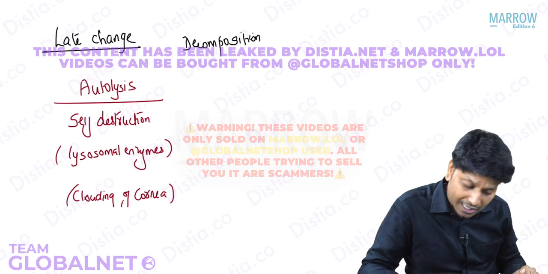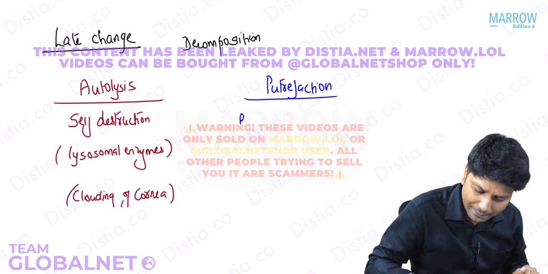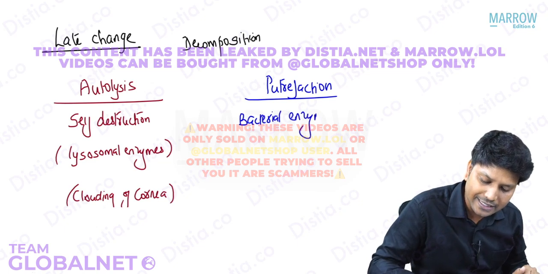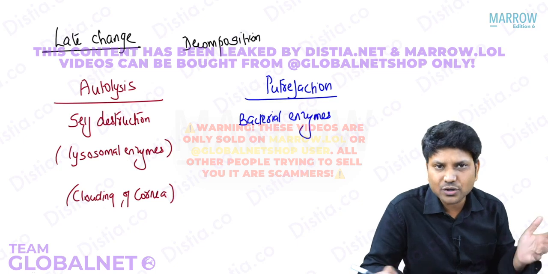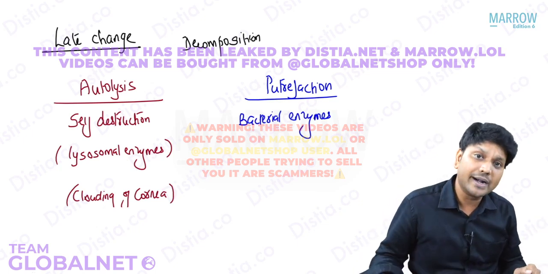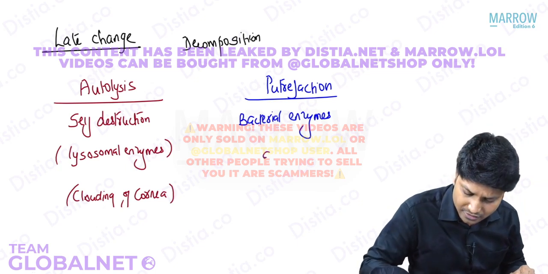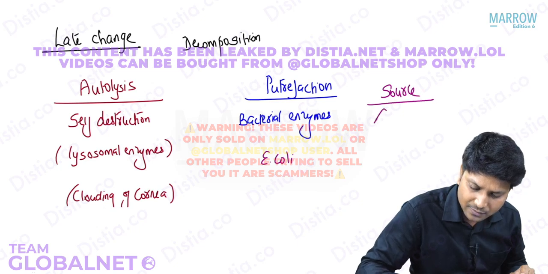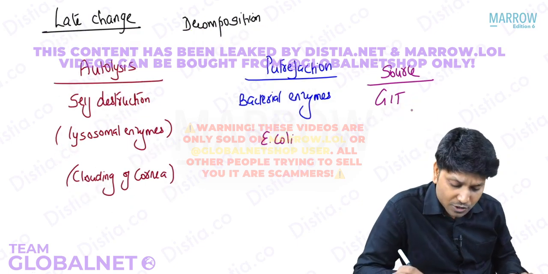That is autolysis. The other process is putrefaction, which is more important for your examination purpose. Putrefaction happens by bacterial enzymes. Disintegration of the body by bacterial enzymes, you call it putrefaction. Bacteria produce enzymes that destroy the body. But which bacteria are involved? You can tell anything: E. coli, Staphylococcus, Streptococcus, bacteroides. Because the source of these bacteria is the GIT, the gastrointestinal tract.